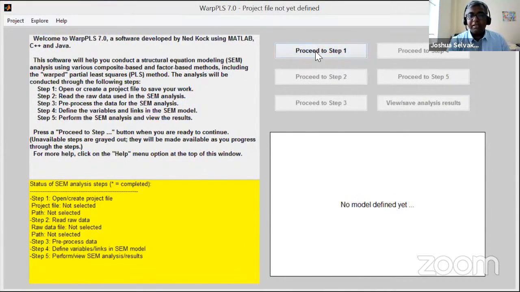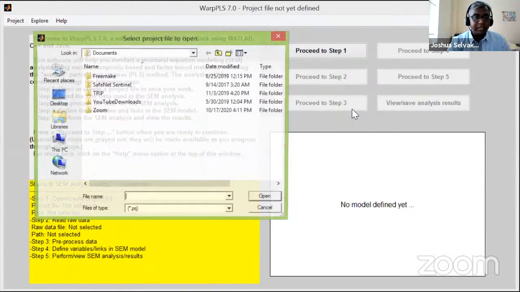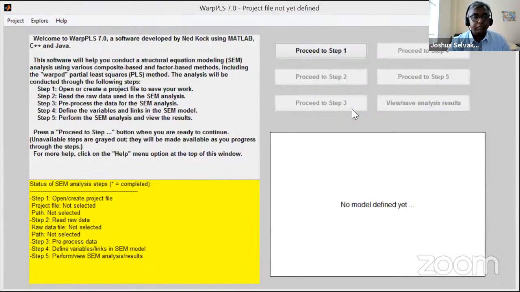Proceed to step 1. I'm going to select the data file and put it into this. So let me go to the data file. Give me a minute before I load the software. It takes some time. Okay, I have a data set.